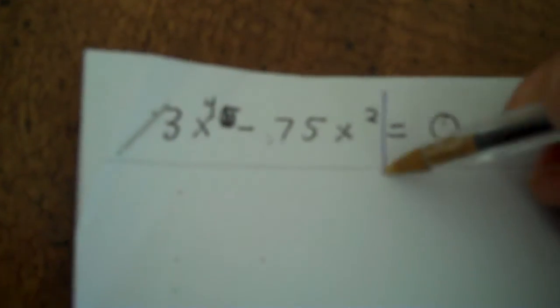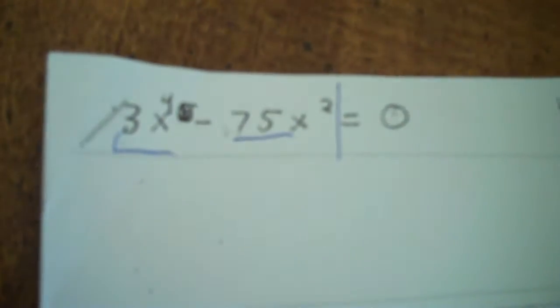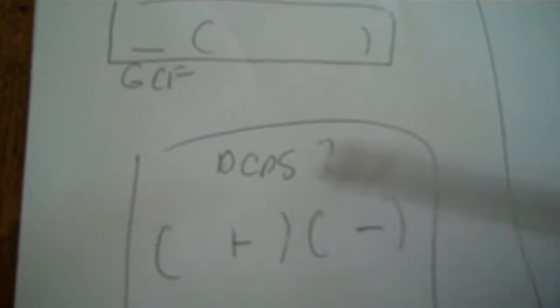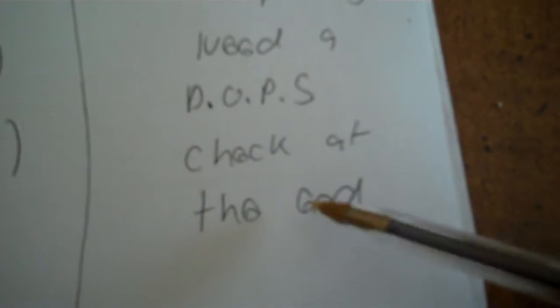Now you're going to be equal to 0 on all these, so you forget about the 0 and you go to factoring. Okay, so there's 2 terms. If I have to factor 2 terms, it's GCF, DOPS, and then all problems need a DOPS check at the end. DOPS stands for difference of perfect squares, so I go GCF, then make a nice second box, DOPS, question mark. We do DOPS plus minus. It's right there for you.